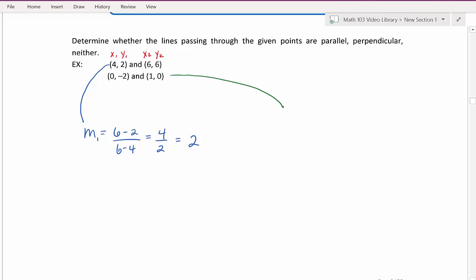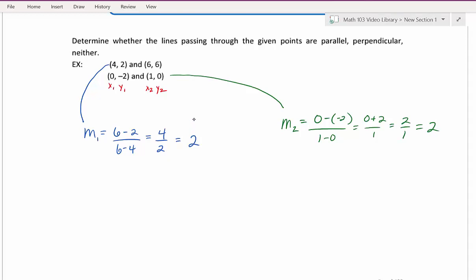And now we need to find the slope between these two given points. We have our second slope here is going to be 0 minus negative 2 over 1 minus 0. So it's 0 plus 2 over 1. 2 over 1 is 2.